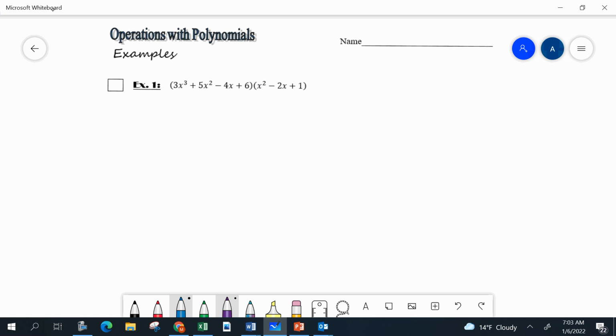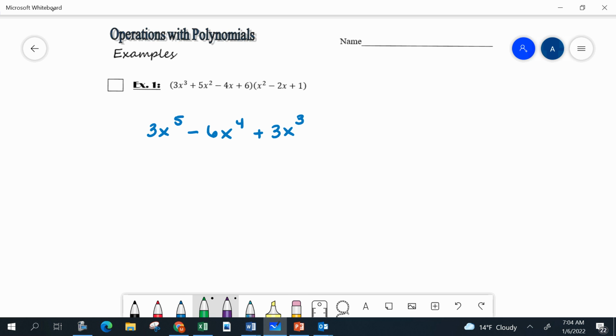So I have a clever little trick that I want to show you that you can do when you see that you've got one big polynomial multiplied by another big polynomial. So here's what we're going to do. We're going to distribute, and I'm going to start by taking 3x cubed times x squared and get 3x to the fifth, and then 3x cubed times negative 2x is negative 6x to the fourth, and then I've got plus 3x to the third. All right, so that seems pretty routine.